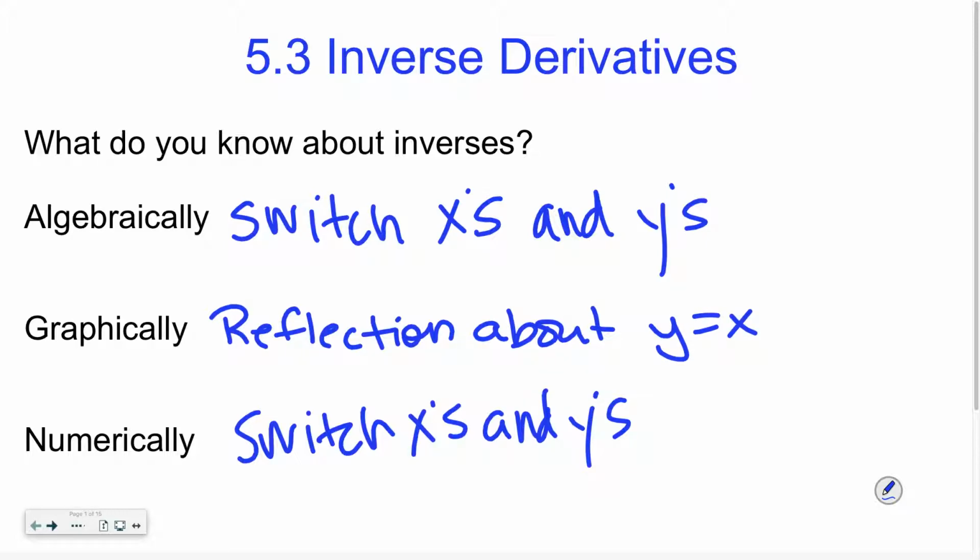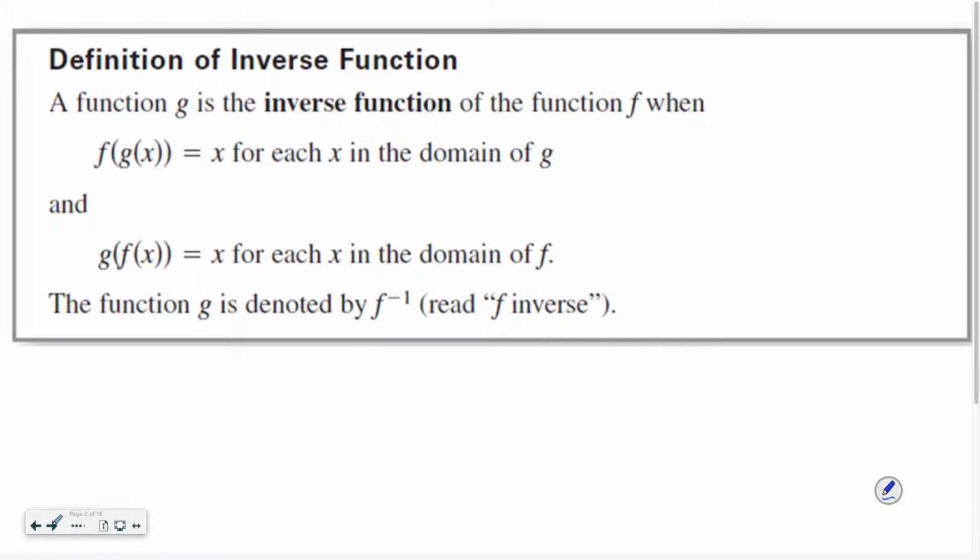Okay. So as a reminder, and I don't think that you need to write this down, but I just want to go through some of these reminders. We have an inverse when, if we compose the two, they undo each other to be x. Examples of that would be the cubed root of x cubed. X cubed and cubed root of x are inverses of each other. When we compose them together, they cancel out to be x.